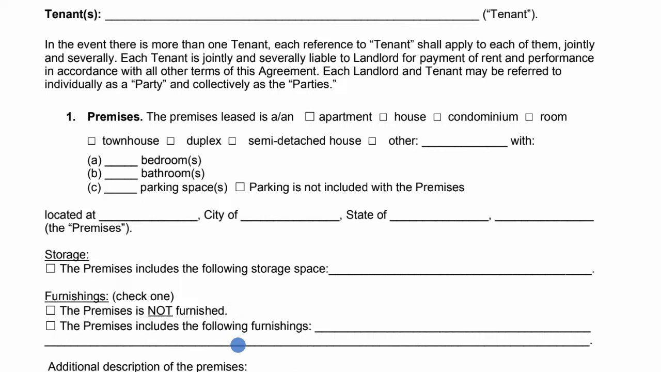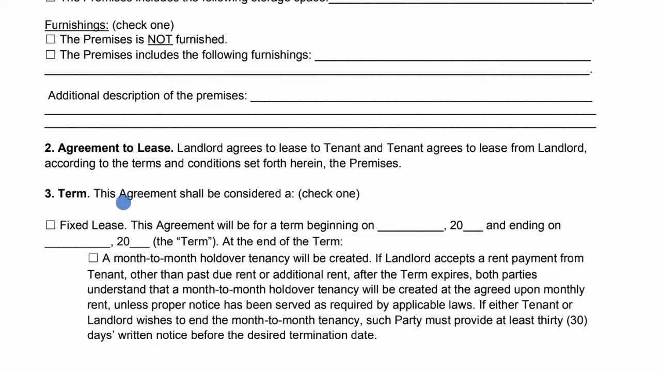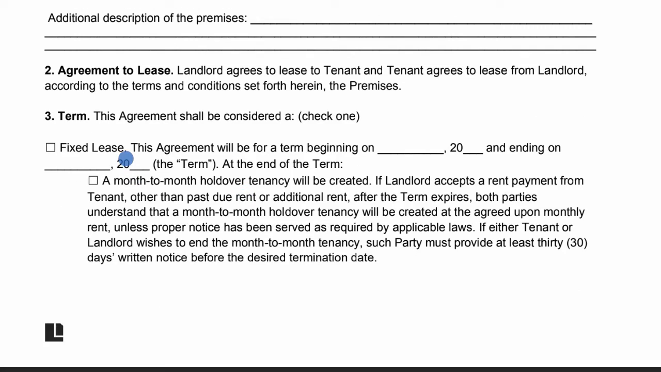Now we go down a little bit. Another important thing to keep in mind is what is the term of the lease? And usually there's two types of terms. You have a fixed lease for a set amount of time. It's usually going to be for a year when you initially get a new place. Sometimes it is for 6 months. And so it'll say what the beginning date is and what the end date is.